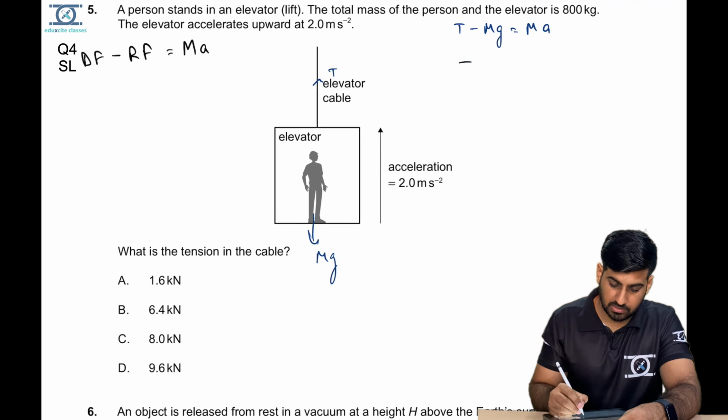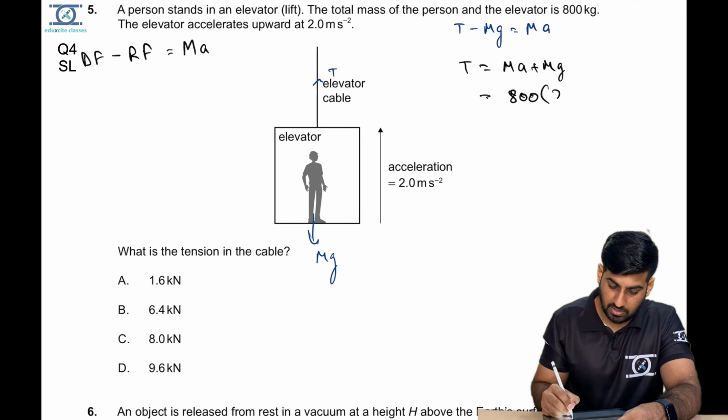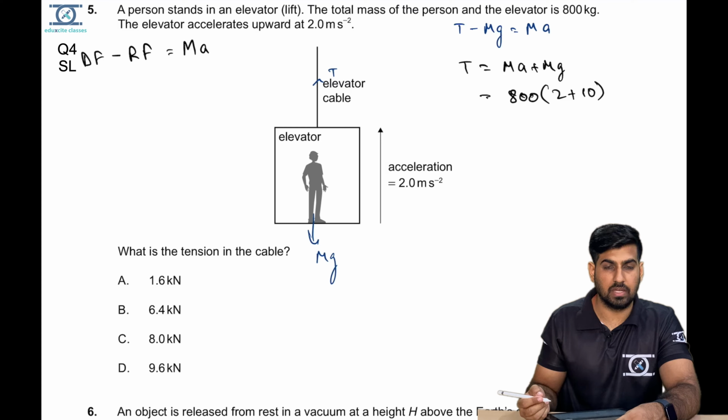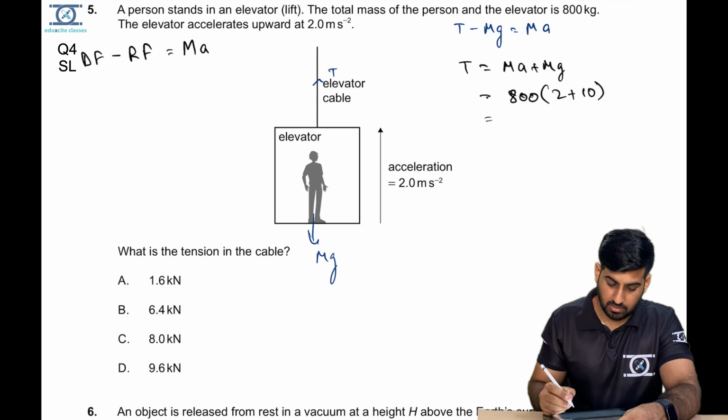Now we have to find out tension. So tension will be ma plus mg. m is 800, this will be 2 plus g. For simple calculation you can take ten, or if you have a calculator you can just calculate. I am taking a rough idea.